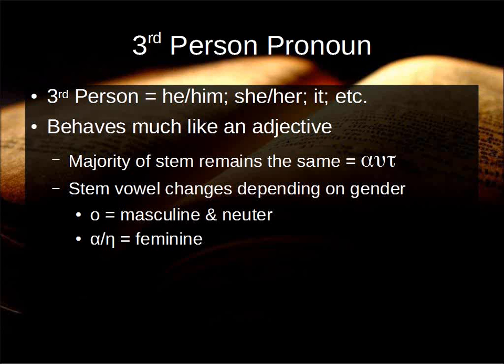Okay, so if there's an omicron stem, that is masculine or neuter, I should say. If there's an alpha or an eta at the end of the stem, that is the feminine, okay? And then attached to that, the noun ending also depends on gender, because it'll follow either the second declension or the first declension.